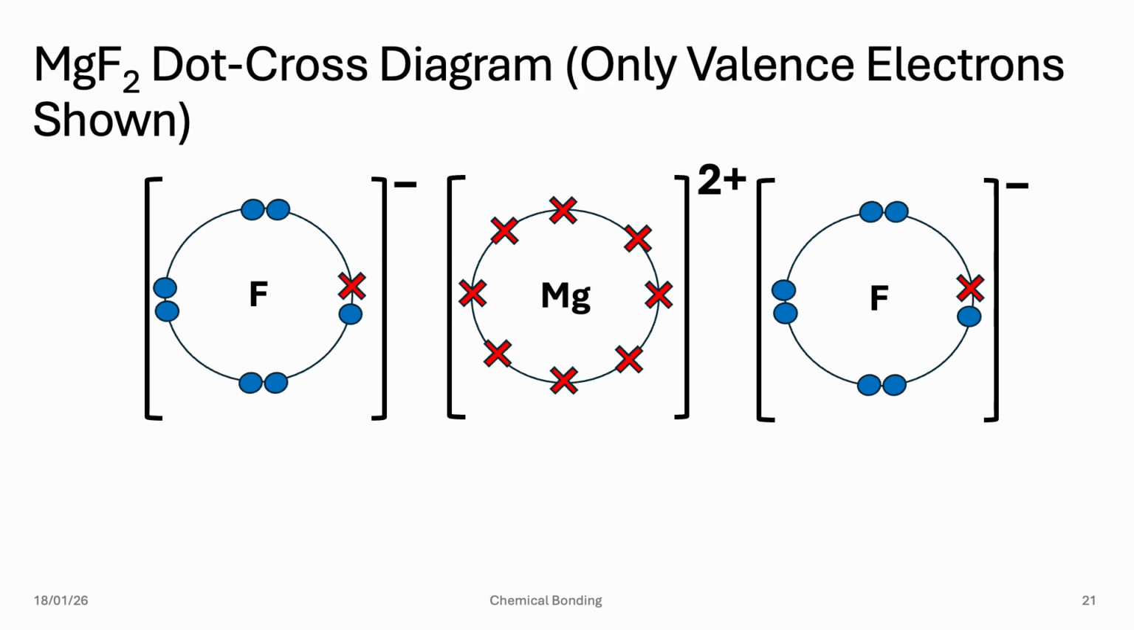And this is the dot cross diagram when we don't draw the inner electrons, so just the outer electrons or the valence electrons.